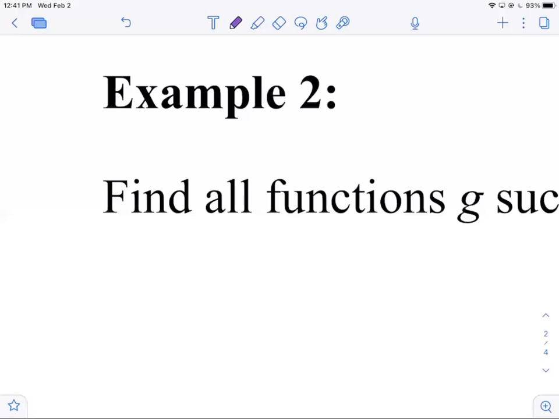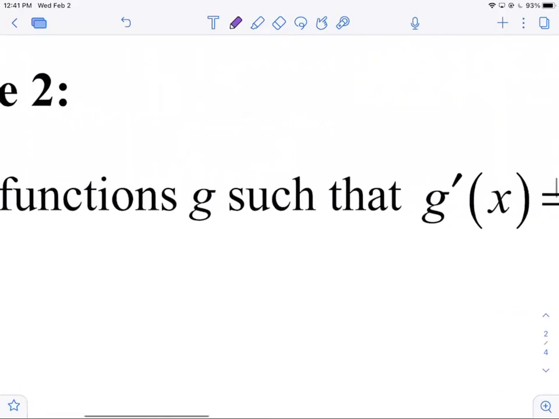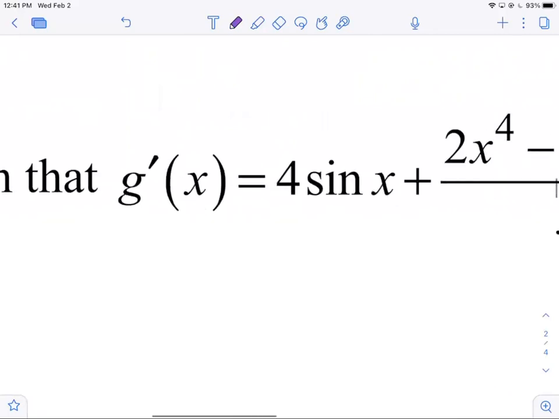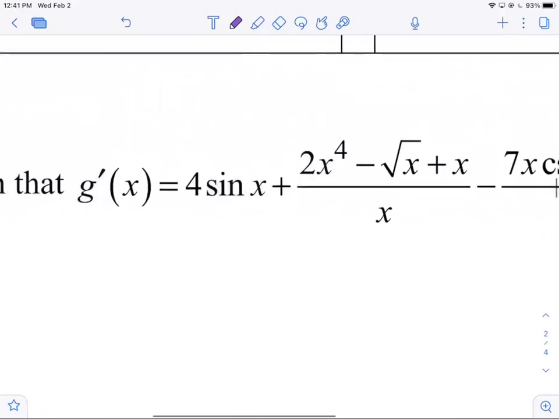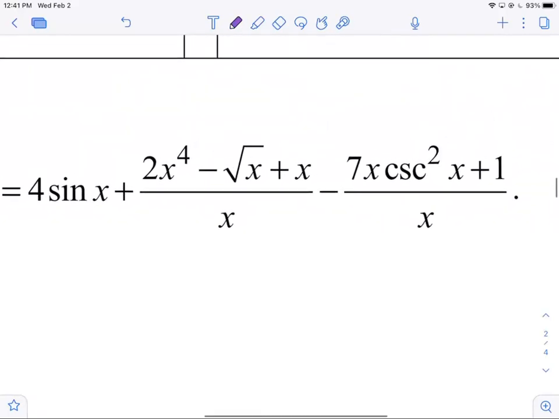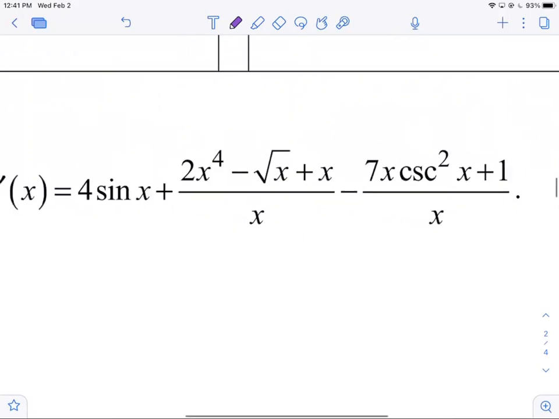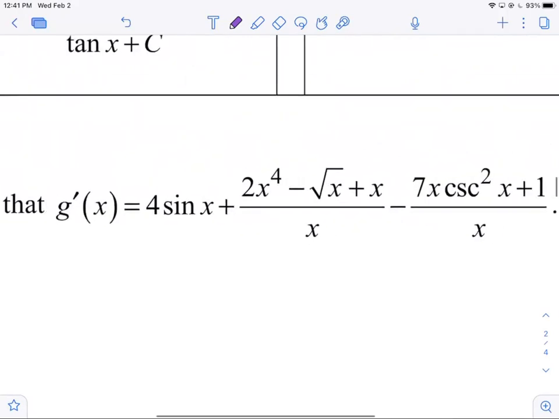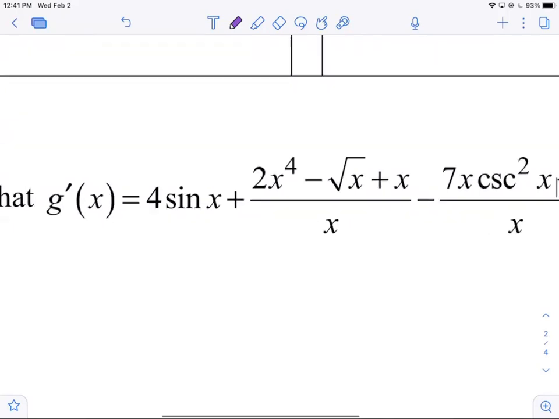Example 2. Here we go. Find all the functions in the whole wide world g, little g, such that little g prime is 4 sine of x plus all of that minus all of that. Okay, so we need to clean up the garbage, right? We have to make this look like something we either recognize or can write in the form ax to the nth power.